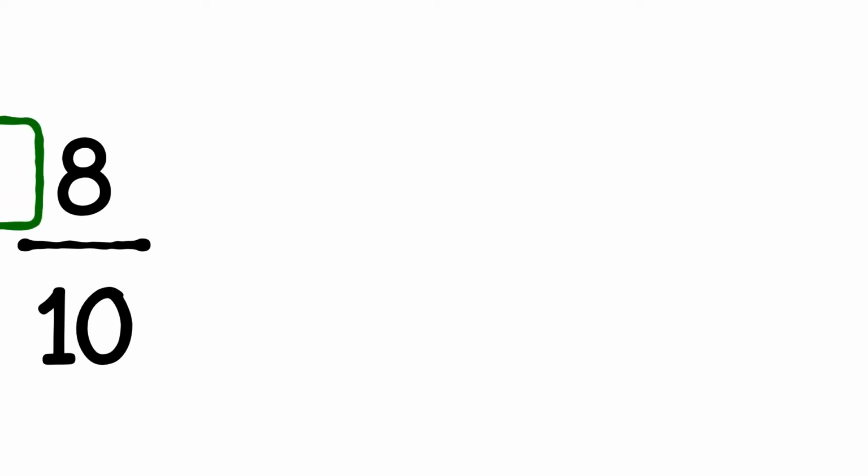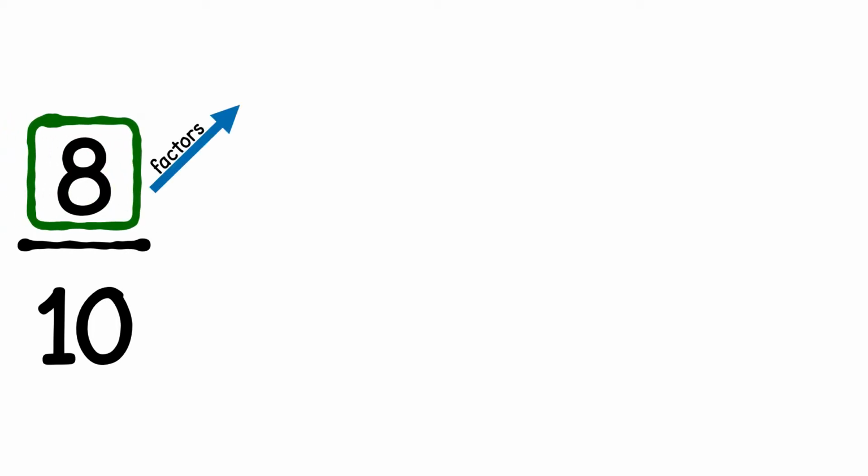First, we find the factors of the numerator. The factors of 8 are all the numbers that divide into 8 without any remainders. I always start with 1. All numbers have 1 as a factor. 2 is also a factor of 8, and all even numbers have 2 as a factor. Next would be 3, but 8 cannot be divided by 3 without remainders, so 3 is not a factor of 8. 4 is a factor of 8 because 8 divided by 4 is 2.